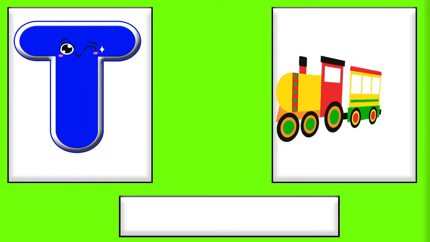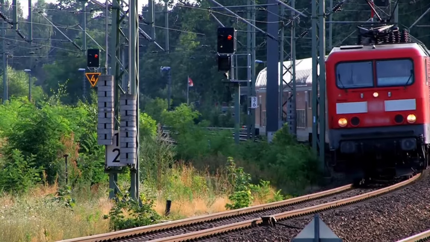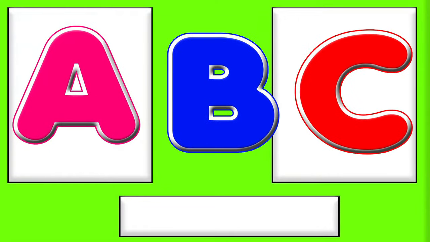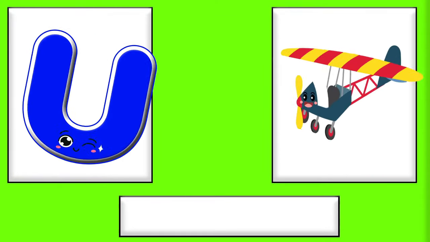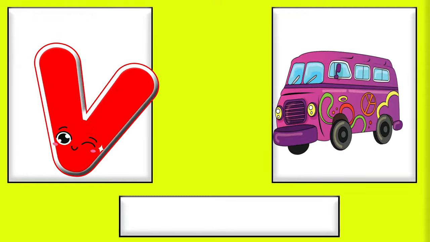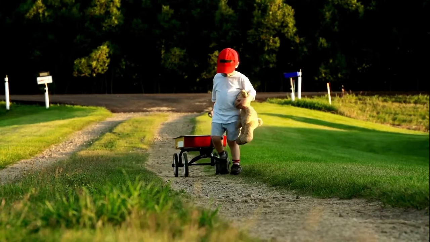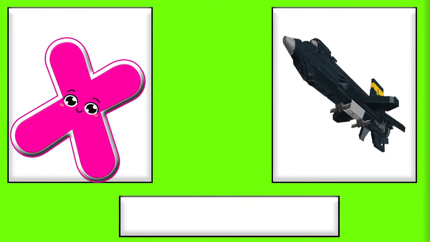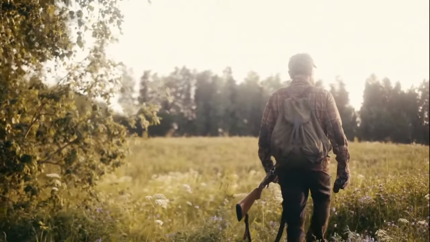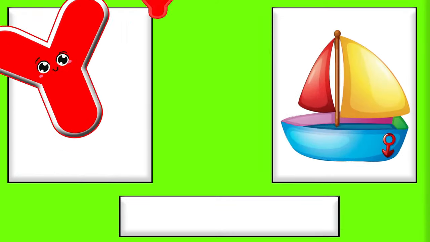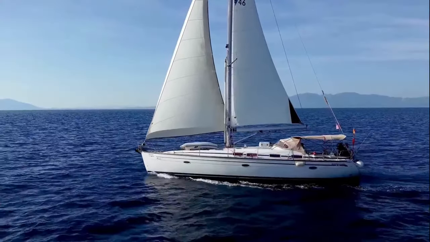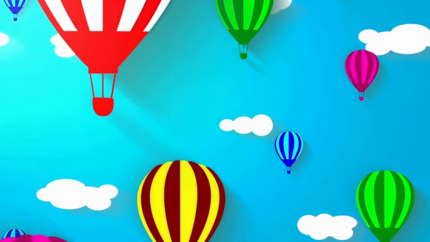T is for train, t, t, train. U is for ultralight, u, u, ultralight. V is for van, v, v, van. W is for wagon, w, w, wagon. X is for X15. Y is for yacht, y, y, yacht. Z is for zeppelin, z, z, zeppelin.